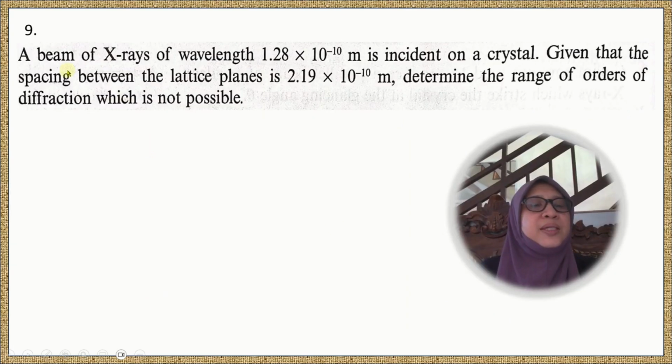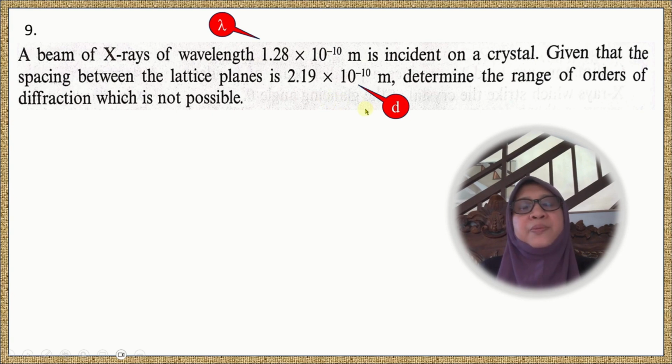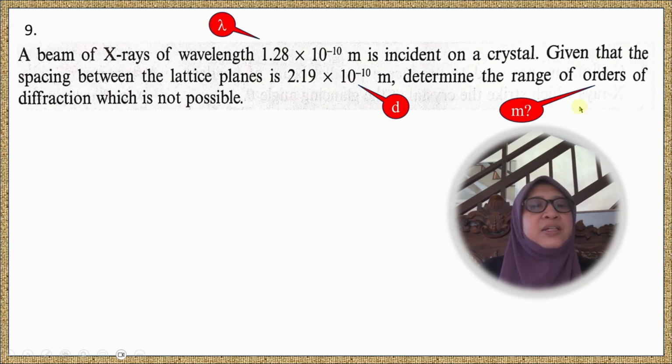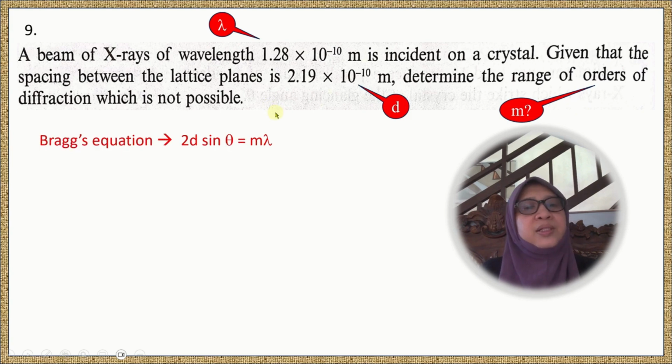Okay, now we go to question 9. A beam of X-rays of wavelength 1.28 times 10 to the power of negative 10 meter is incident on a crystal. Given that the spacing between the lattice planes is 2.19 times 10 to the power of negative 10 meter, determine the range of orders of diffraction which is not possible. Okay, wavelength is given, spacing, the separation between the two planes, is given. So we are going to find the range of orders of the diffraction which is not possible.